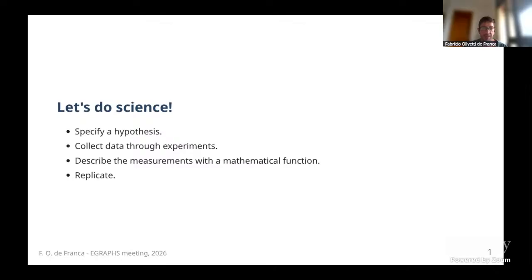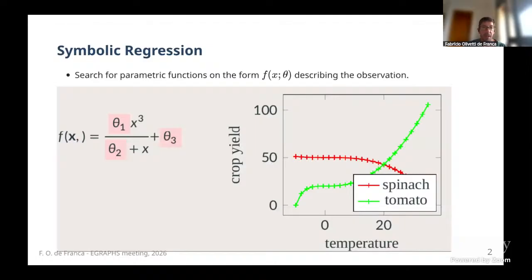So let me start with a little bit about symbolic regression. In science, we often start some new discovery by specifying a hypothesis about some phenomena. Then we go ahead and collect some data through experiments and try to describe these measurements with a mathematical function. And we try to replicate that to see if the hypotheses were correct or wrong and need adjustment. And symbolic regression automates the part of proposing a mathematical expression.